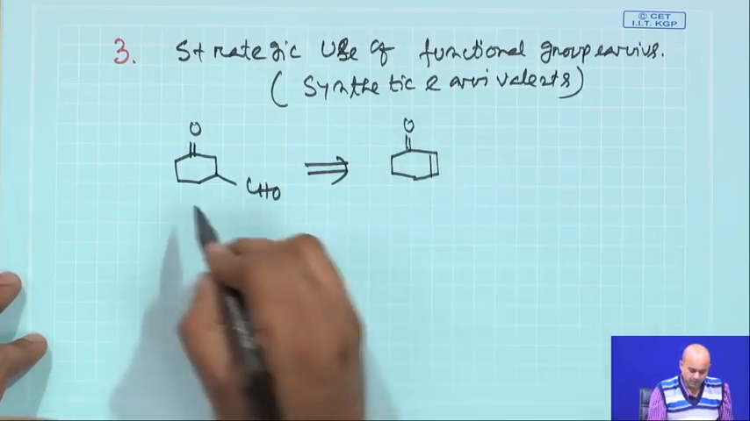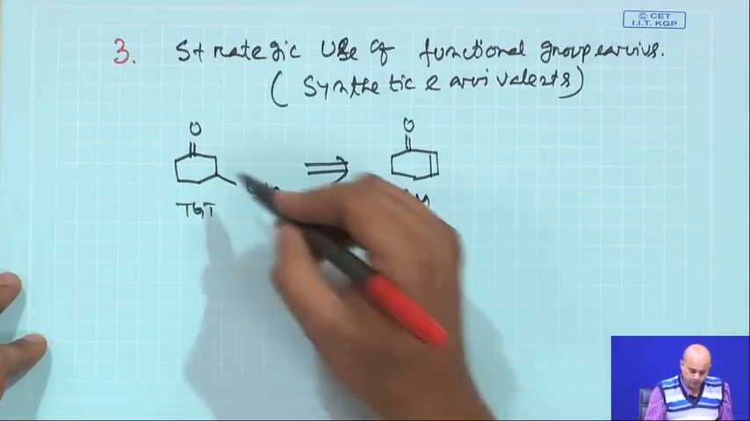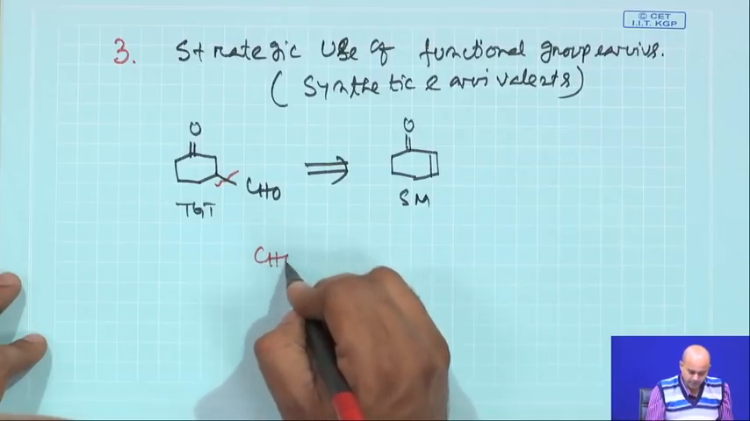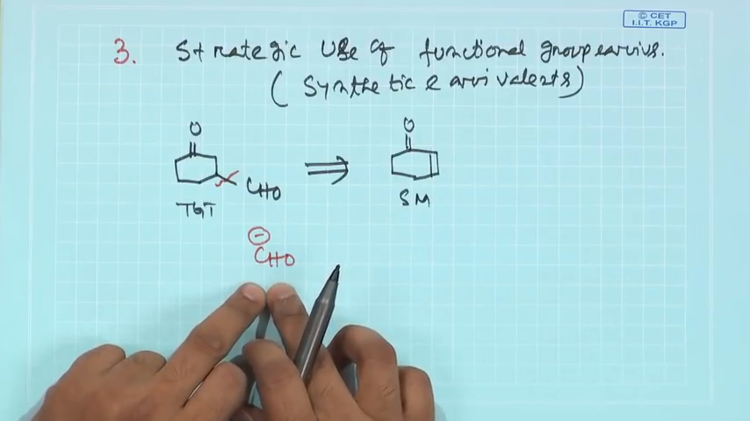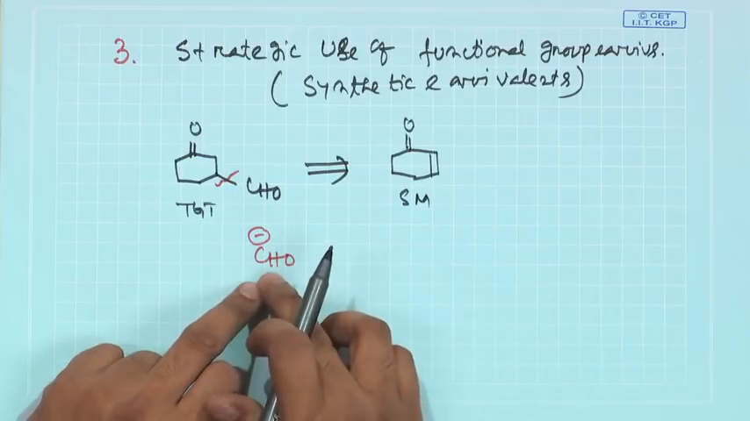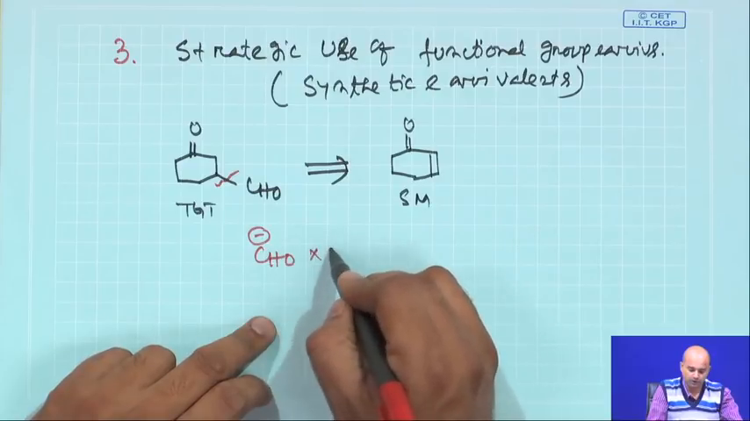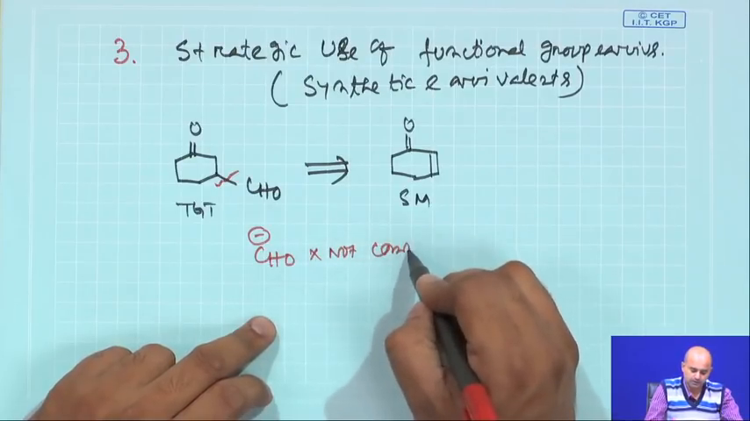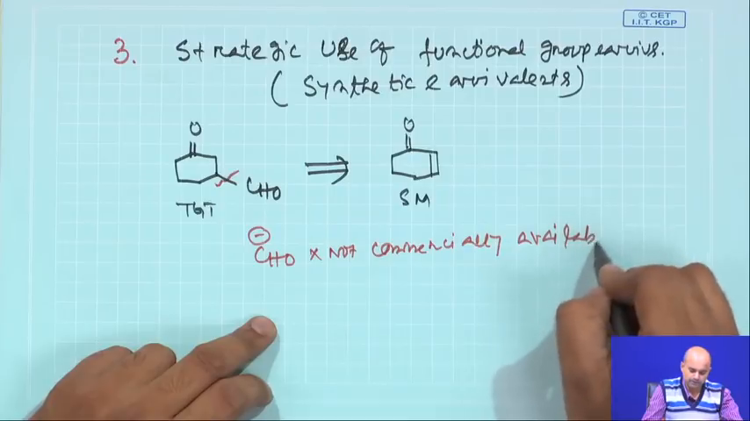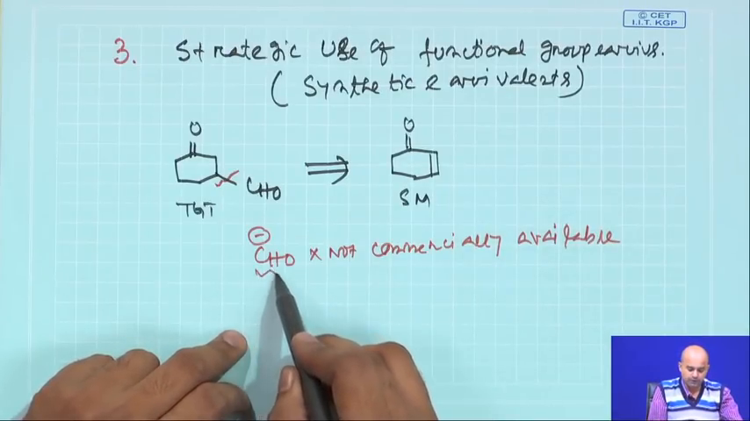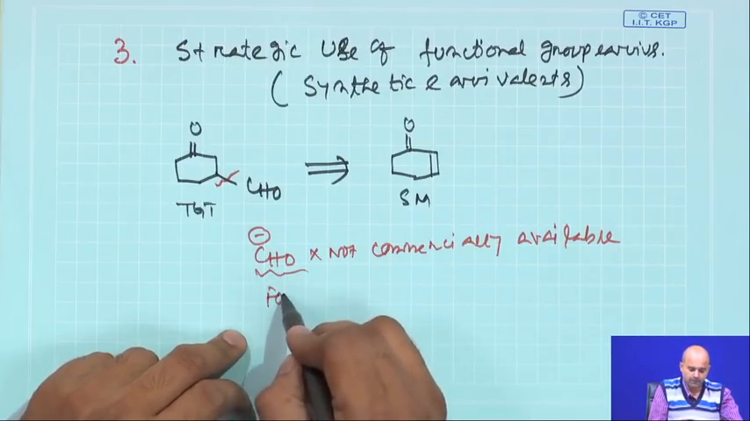We said the target molecule is this compound, starting material was this. Now, the retro we are talking about is: if you have a CHO minus species or this functional group species, which in reality is an umpolung species, it can be constructed in a different way, because this is not commercially available. Now, this particular species we call a synthetic equivalent or functional group equivalent of a formyl anion. This is nothing but a formyl anion.